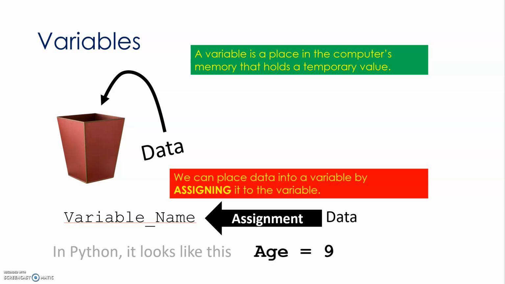So for example, I could create a variable called age and assign the value 9 to it. So age equals 9. I need to assign a value to it. But it's only a temporary store of data throughout the life of the running program. When you close a program or you switch the computer off, it disappears.